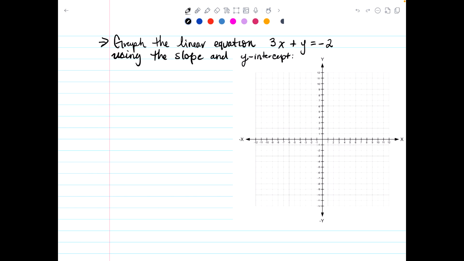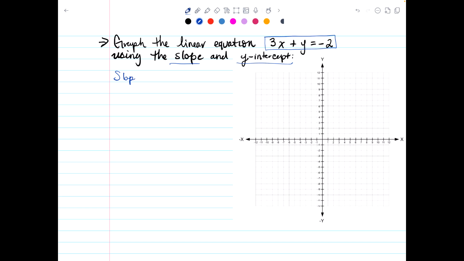For this problem, we're going to graph the linear equation 3x plus y equals -2 using the slope and the y-intercept. So at this point, this equation is in standard form. When we see the x and the y on the same side of the equal sign, it is in standard form.